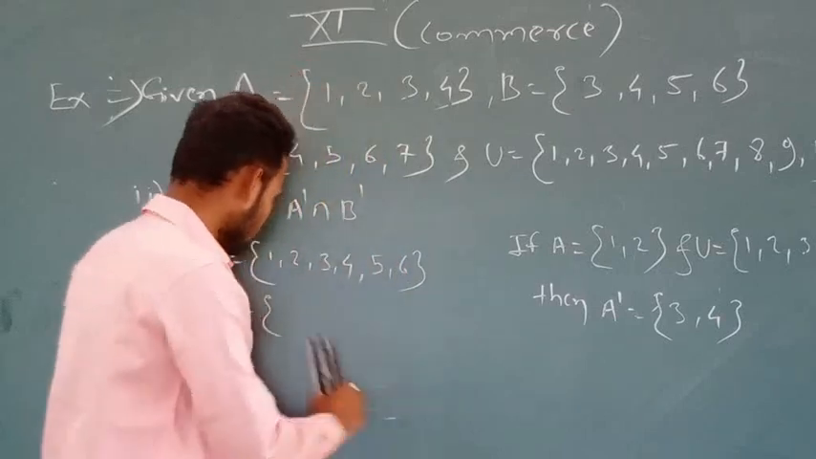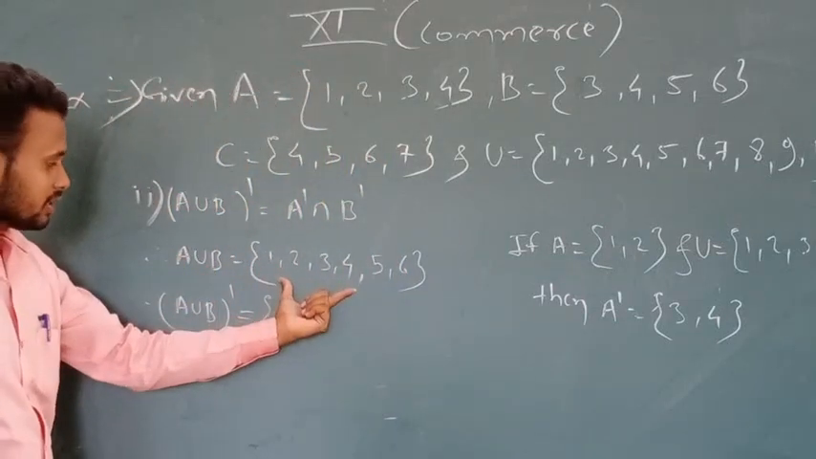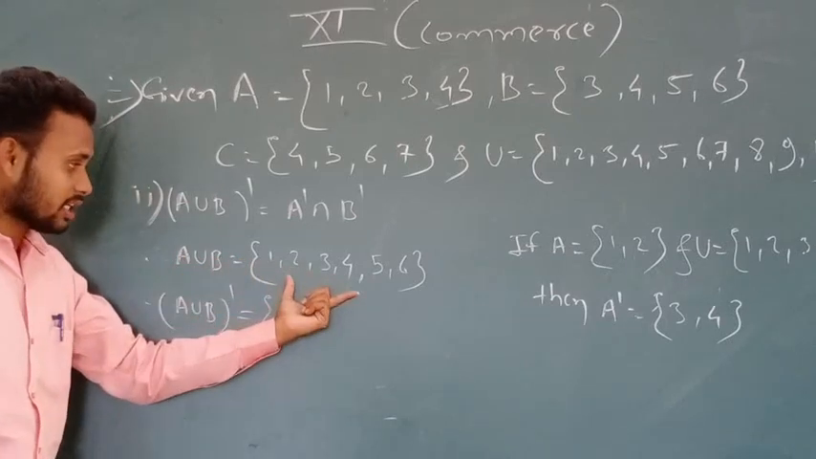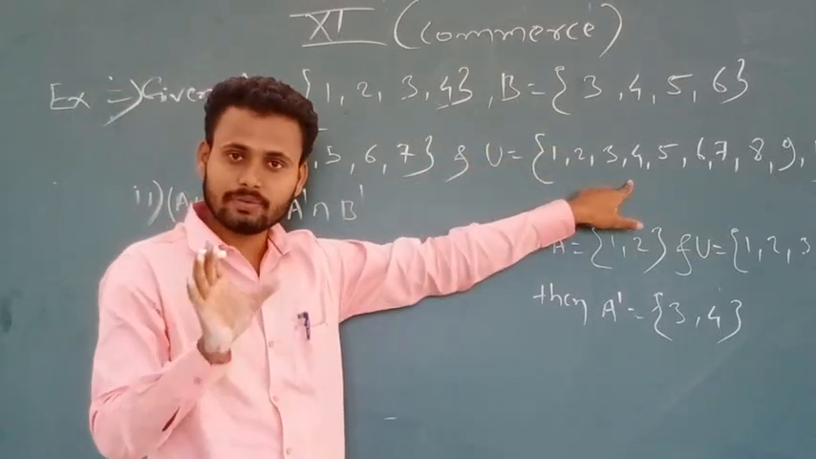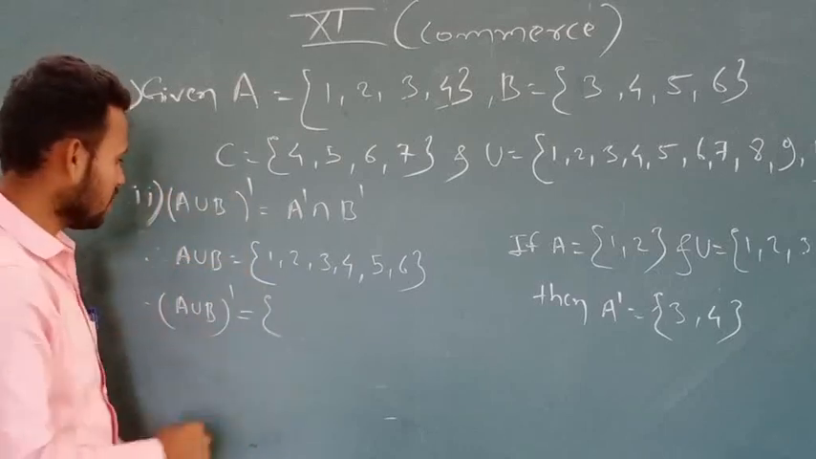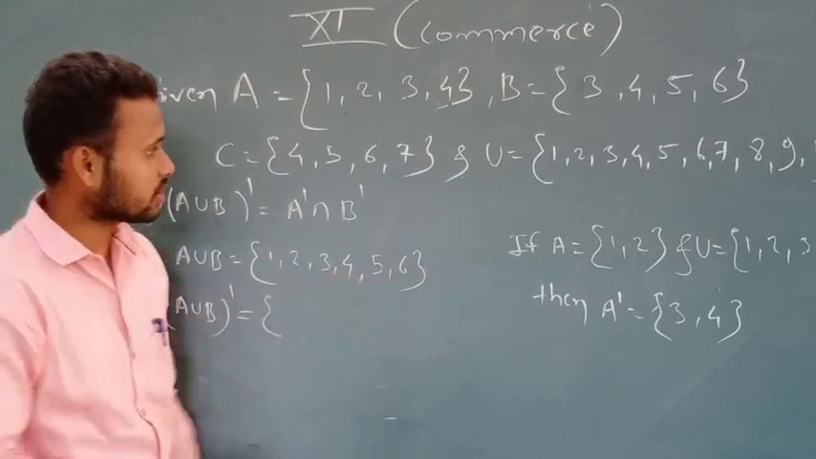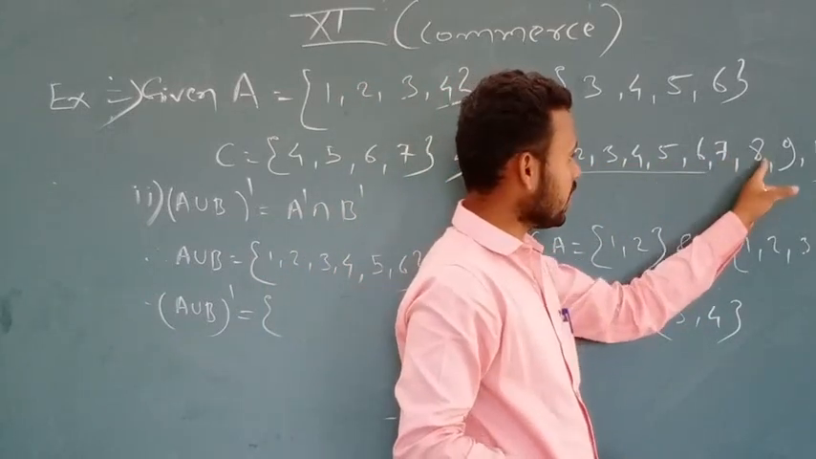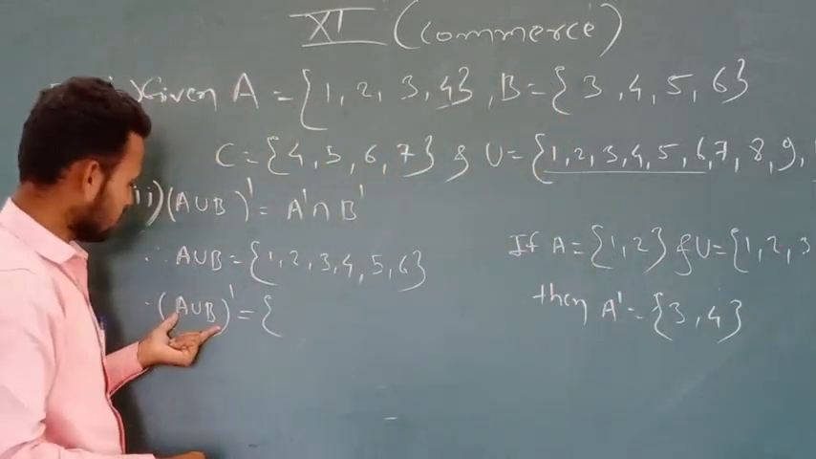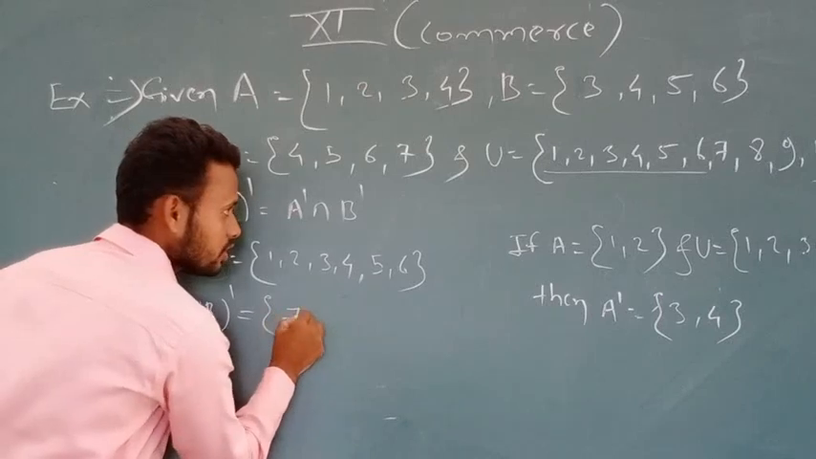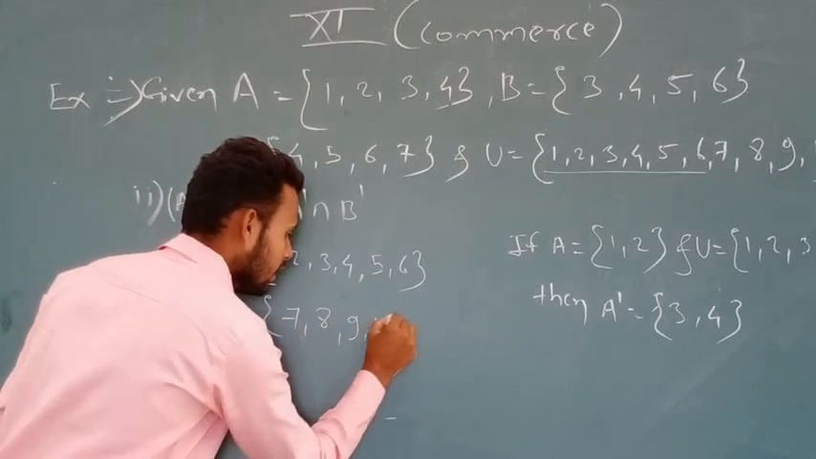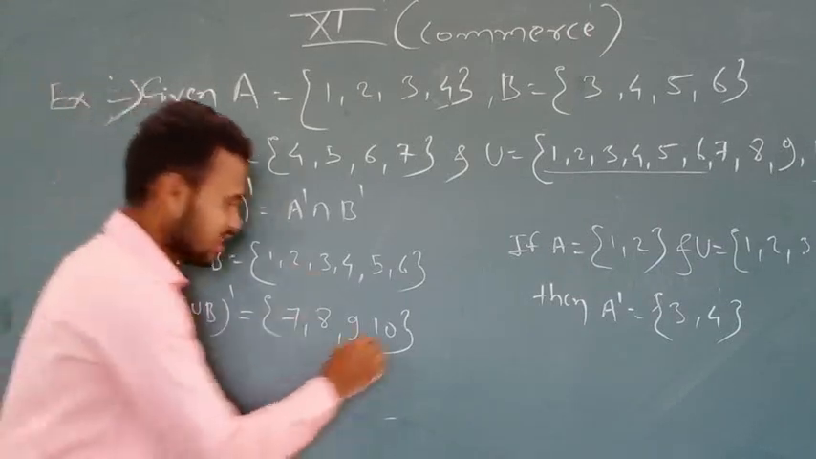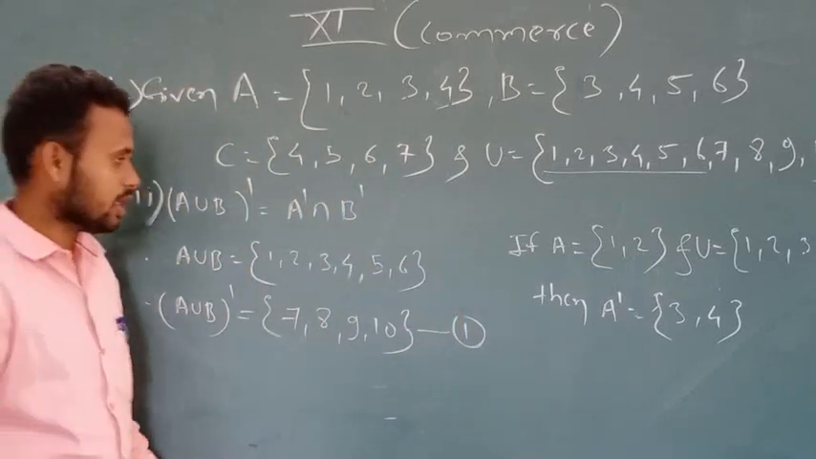Therefore, A union with B हा सेट, then its complement मध्ये कोणते एलिमेंट्स येतील, A union with B या सेटमधील एलिमेंट्स सोडून universal set मध्ये जेवढे एलिमेंट्स प्रेझेंट असतील ते A union with B its complement. Therefore here 1 2 3 4 5 6 हे एलिमेंट्स आपण घेणार नाही. राहतात 7 8 9 10, these only elements come in A union with B its complement. Therefore here 7 8 9 and 10, this is we get A union with B its complement. Therefore we take this equation number first.